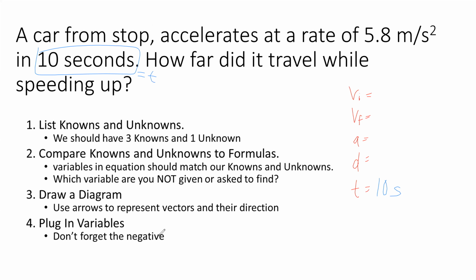And Robin told me the same thing. VI, the initial velocity, is 0. Very nice. How'd you know that it was 0? Because it says the car from stop. Very nice. A car from stop. This is VI, so we know VI is equal to 0 meters. Anybody else see anything else they think they know?